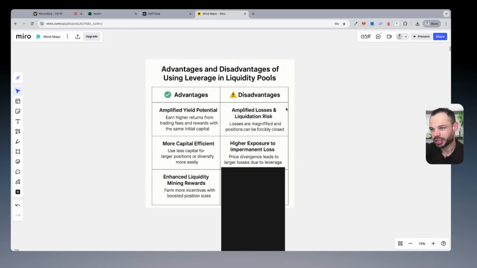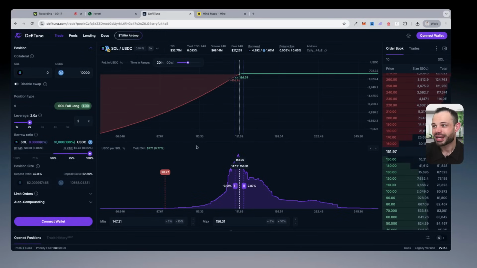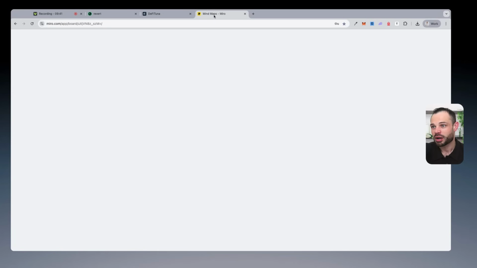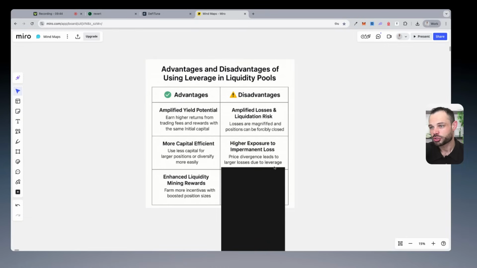Higher exposure to impermanent loss. Once again, divergence loss and price divergence leads to larger losses due to the leverage that is being used. Again, you can amplify those losses, and if that begins to work against you for a long period of time, and you're also not earning fees from being out of range, those amplified losses can really begin to increase. And if you end up closing the position before getting back into range, you have to lock in those losses, suck up that loss, and move on to the next opportunity. So you need to understand the potential for amplified losses on the downside and higher exposure to impermanent loss.